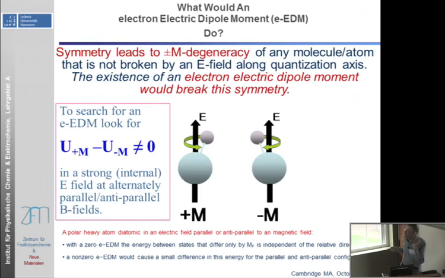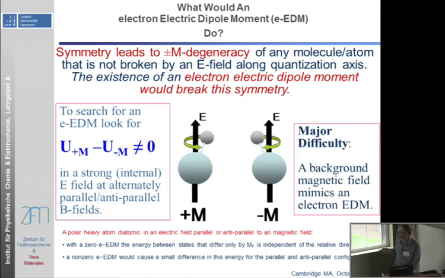Anyway, what I want to show you is this. The M states, which we all know are degenerate, are the states that differ just in the sign. However, if the electron does have a dipole moment, then these M states would have a small energy difference, and you could detect this in a strong E field that is alternately parallel or antiparallel to a B field. From this energy difference you can then determine the dipole moment of the electron, if you know the effective field that the electron sees.